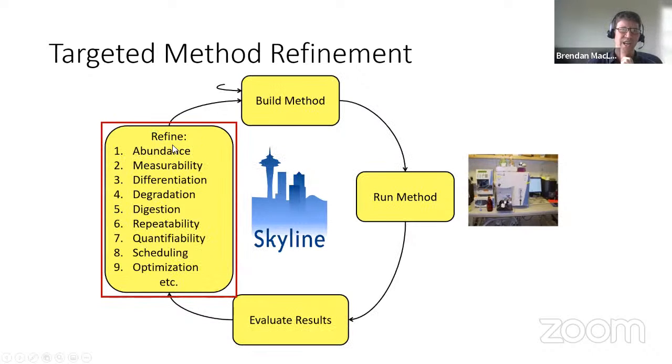What can be done in all of this refinement area is you can be checking for abundance and measurability of your peptides. You can even do a first analysis of whether these proteins or peptides have any chance of differentiating the cases that I care about, and then you could just eliminate the ones that don't. Some peptides undergo degradation, and there are some weird digestion things that could be happening. You can do analyses that are targeted at that. Can I even get repeatable measurements of these peptides? We've also done linearity to see how quantifiable things are, and certainly scheduling and parameter optimization. So you could be doing all of this inside Skyline and moving from the type of method we're going to start with today toward a more quantitative, more targeted method.